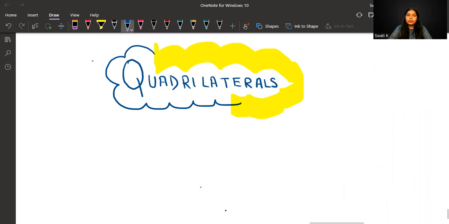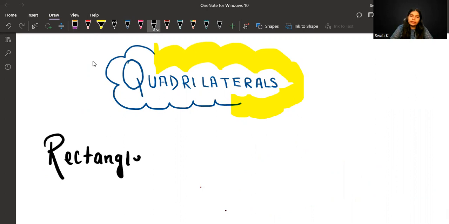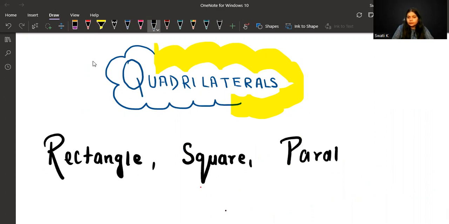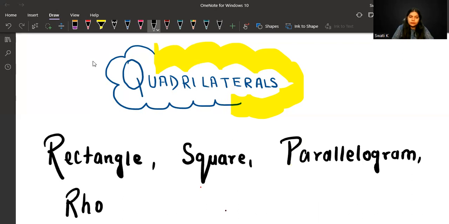So the very first quadrilateral that I'm going to talk about is the rectangle. Okay. So first, what I'll do is I'll write down all the quadrilaterals: rectangle, square, parallelogram, rhombus, kite, trapezium.